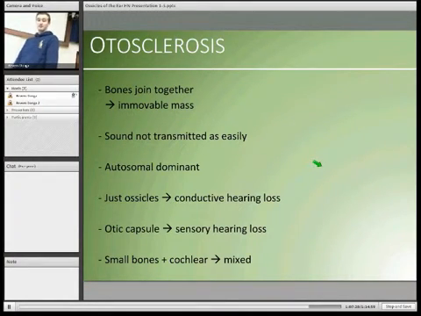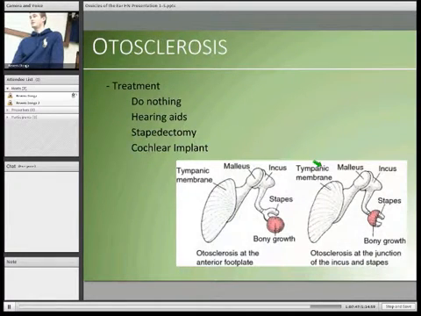But if the otic capsule is involved, you get a sensorineural hearing loss which can't be corrected through a hearing aid. And if the ossicles and the cochlea are involved, you get a mixed hearing loss which can be treated with a cochlear implant. So that's just talking about the treatments there. And then that's it.